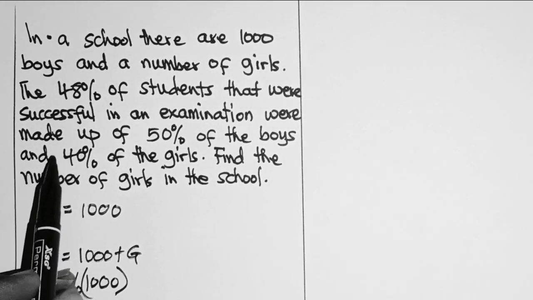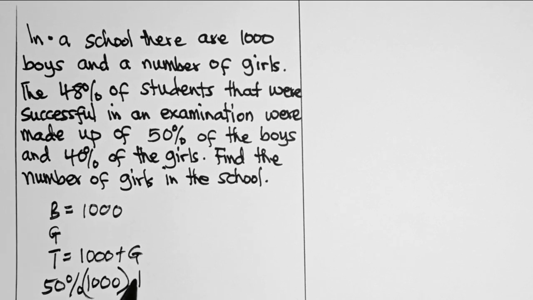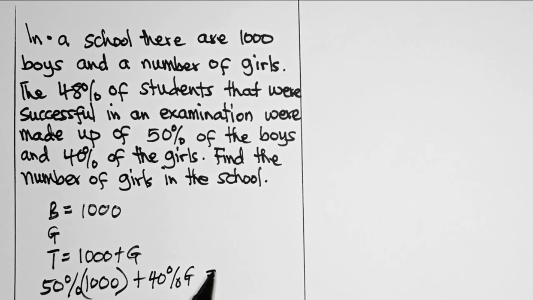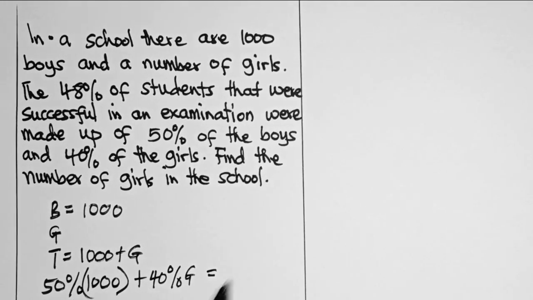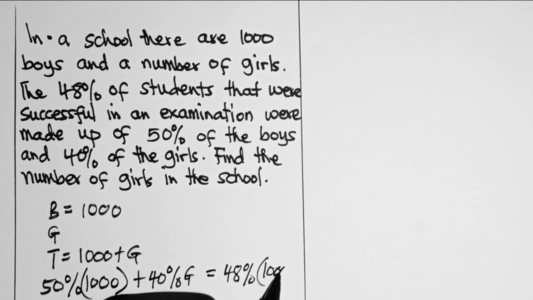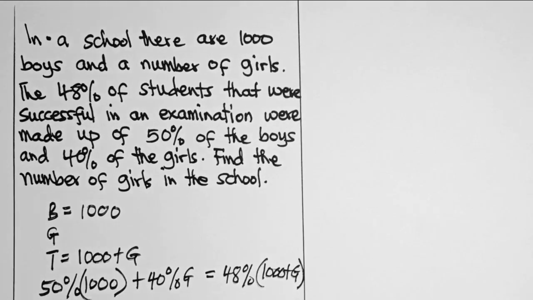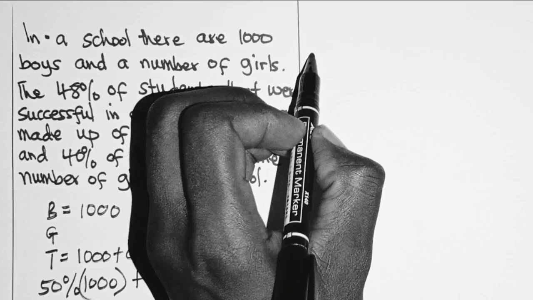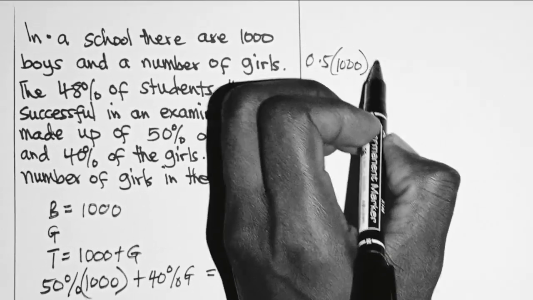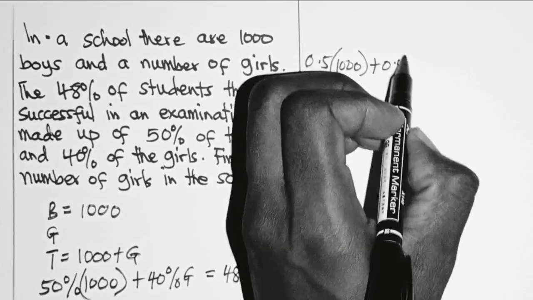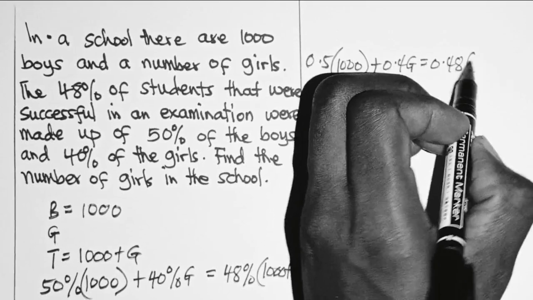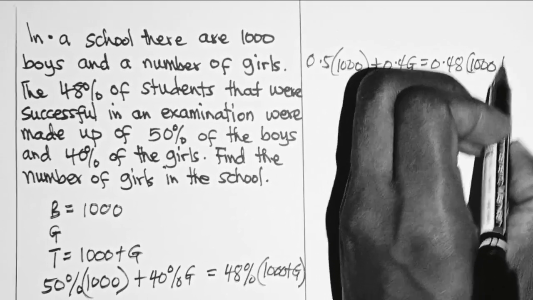And then 40% girls. So plus 40% Jamb. And that is equal to 48% of the total. So that is 48% of 1,000 plus Jamb. So if we continue from here, 50% is the same as 0.5 times 1,000. Then plus 40%, that is 0.4 Jamb, equals 48%, which is 0.48 times 1,000 plus Jamb.